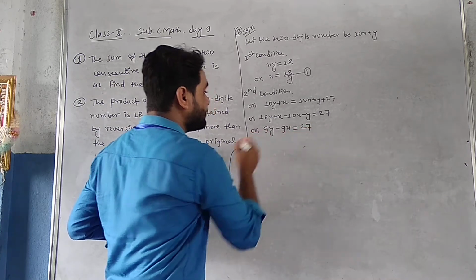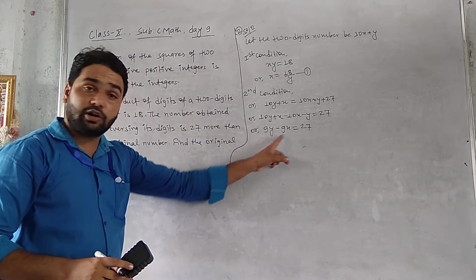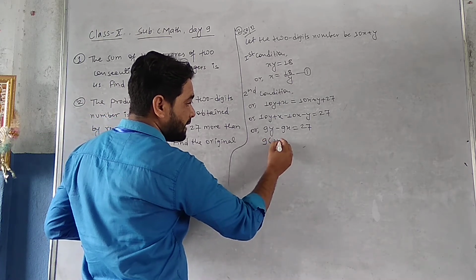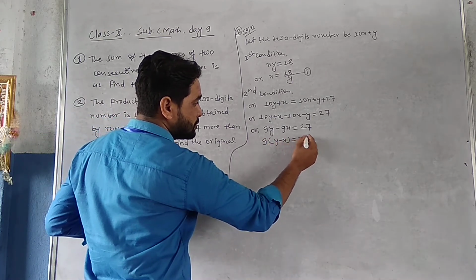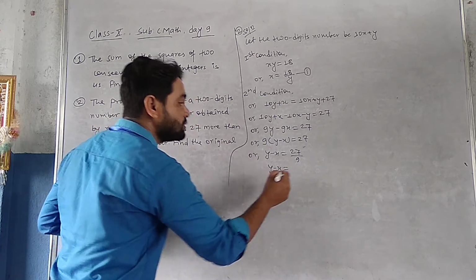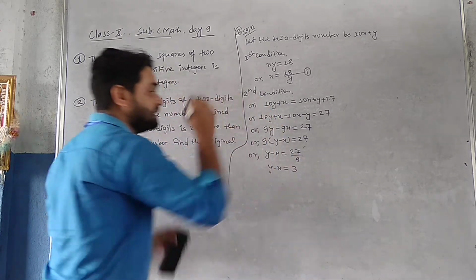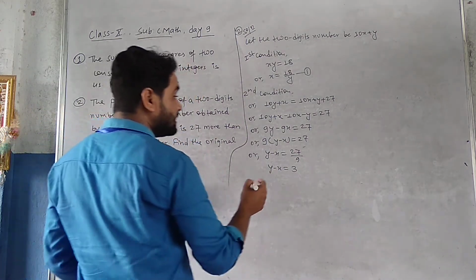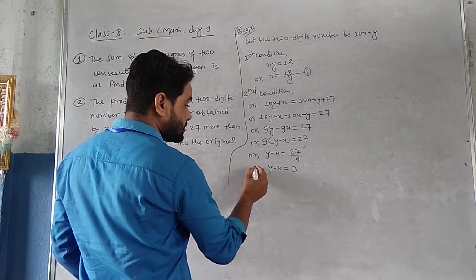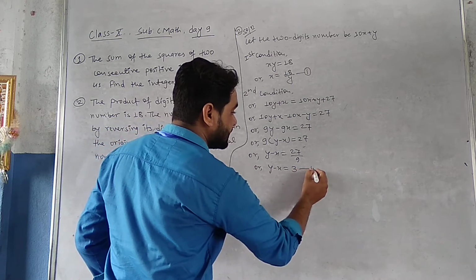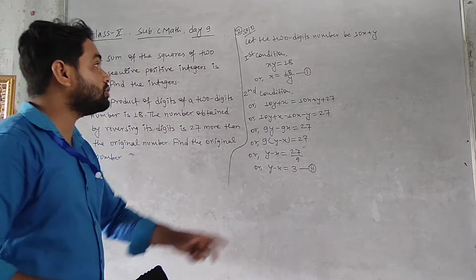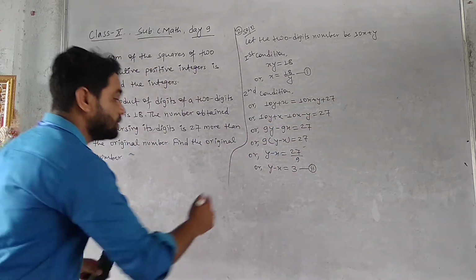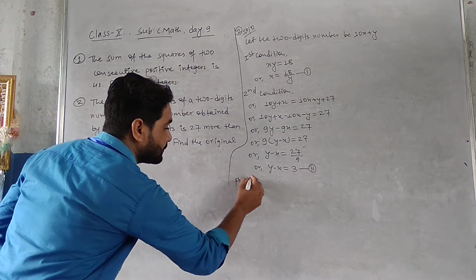Now we can take out 9 as a common factor, let's make it a simple form. So y minus x equals 27. This 9 is multiplied on this side, so it gets divided. So y minus x equals 27 by 9, that means y minus x equals 3. 9 threes are 27.